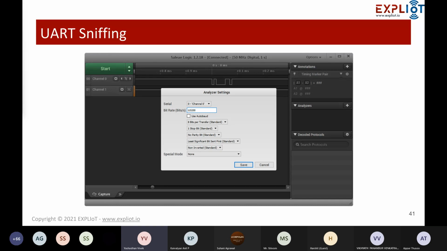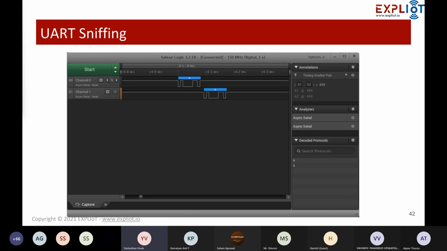If you observe this particular diagram of UART sniffing, it is clearly shown that you select a particular channel and the baud rate at which you're communicating. As we discussed about the stop bit, the 8 bits of data, and no parity bit, all these things have been configured on this logic analyzer. As a result, on channel 0 and 1, I can see the receive and transmit, and based on this pattern of the data, I can make out what data is being communicated.